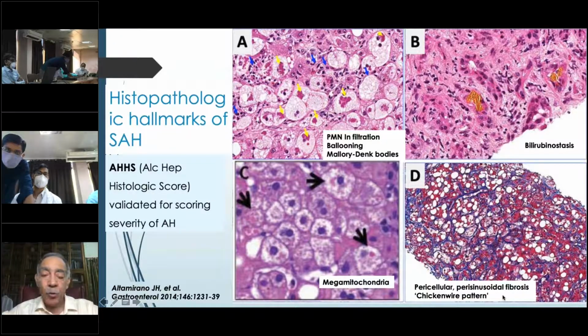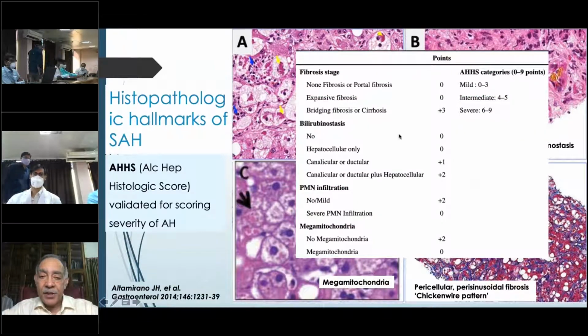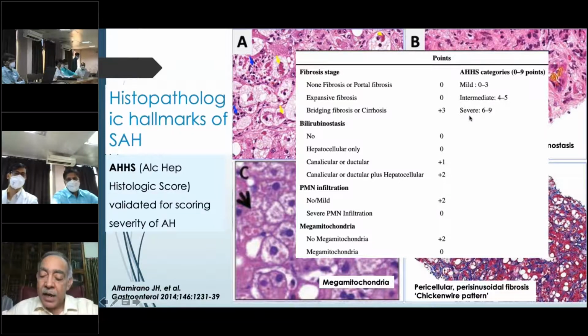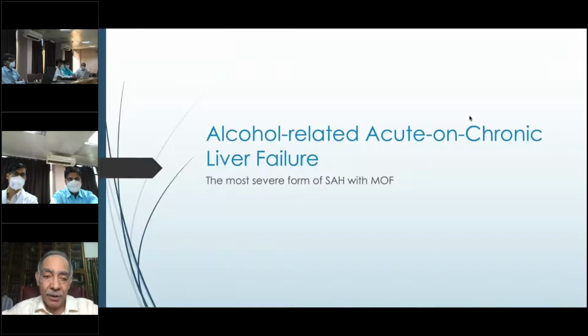And using these four markers, an alcoholic hepatitis histologic score has been developed and validated. These points are scored as shown in this table, and patients can be categorized into mild and intermediate and severe forms, gradings that correlate with the outcomes in severe alcoholic hepatitis.